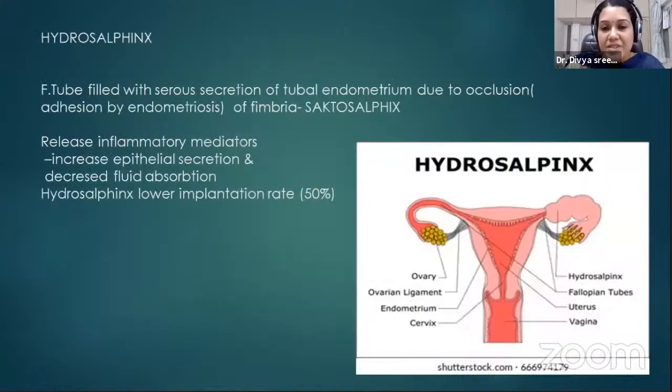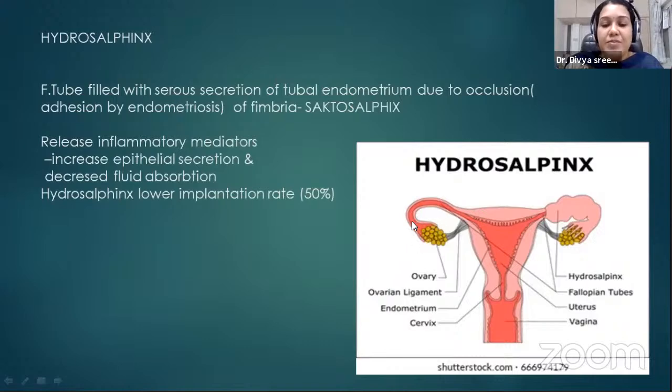Next is hydrosalpinx. Hydro means water. Water which gets filled in the fallopian tube is known as hydrosalpinx. If there is some obstruction or occlusion in the fimbriated end, it can be due to infection or it can be due to endometriosis.